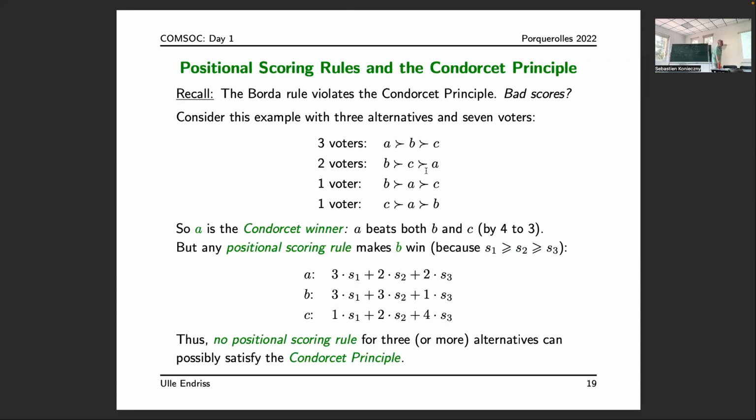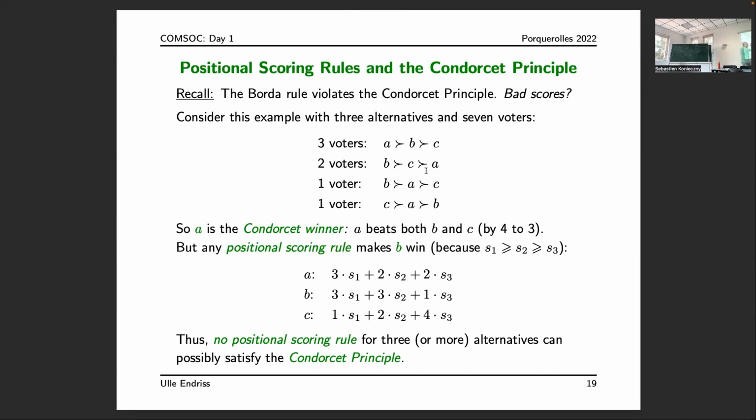Now we've seen before in the example that Borda does not satisfy Condorcet, so maybe the Eurovision rule does it, or maybe the football rule does it, or maybe some other rule does it. And unfortunately, the answer is no. As I will prove to you on this slide, there is not a single positional scoring rule, even though there are so many of them, that satisfies the Condorcet principle. Very surprising, very sad as well, but good to know. So let's have a look.